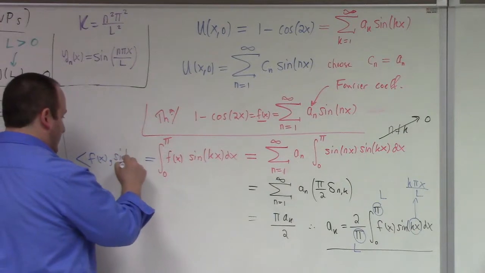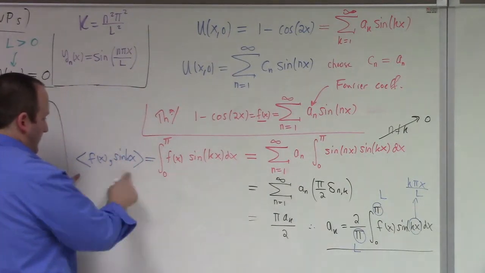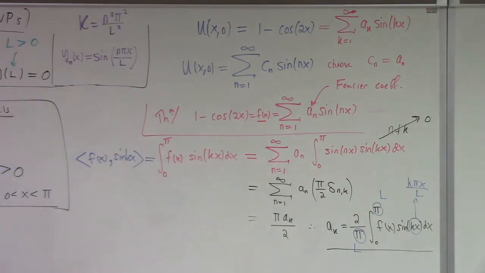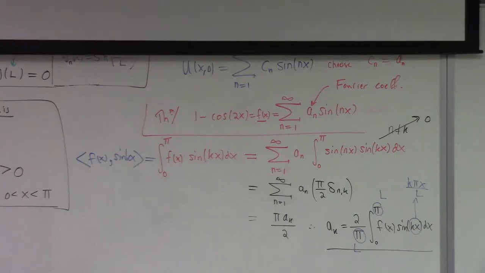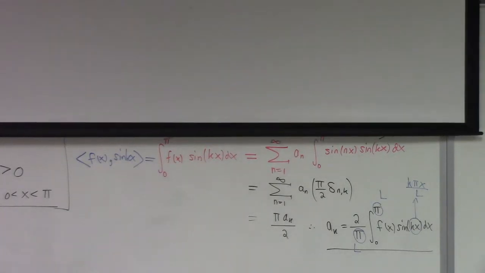Of kx, if you will, this is a generalization of the dot product. You're picking off the coefficient of f of x in the sine kx direction. That's a way to understand what we're doing. I do want to show you the details here.